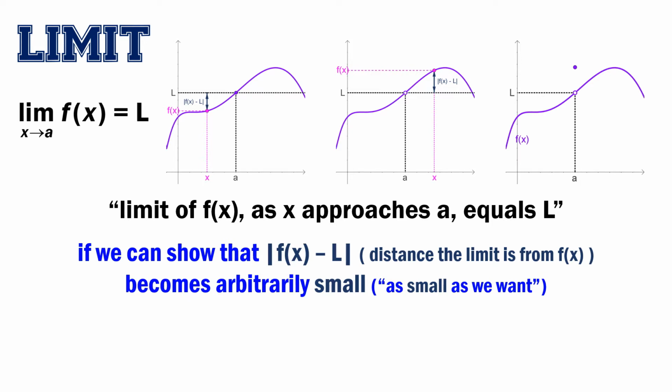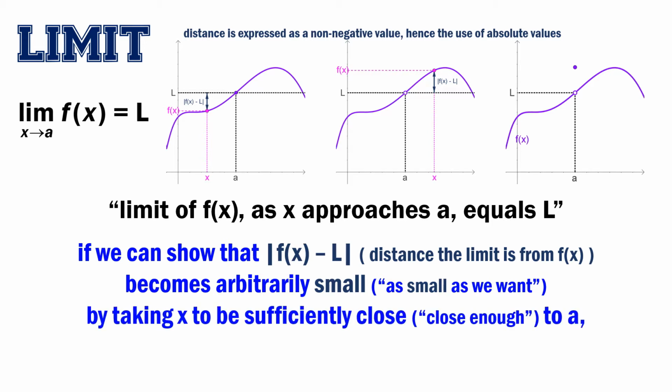Now those differences between those heights is the distance that I'm talking about. But distance is supposed to be expressed as a non-negative value. So if we use those absolute values, now I can guarantee that those differences in heights will always be greater than or equal to 0. And our goal is to get this to be arbitrarily small, essentially as small as we want, by taking x to be sufficiently close, again, close enough to a. But again, let's not worry about it equaling a itself. This definition is much closer to the formal definition of a limit.